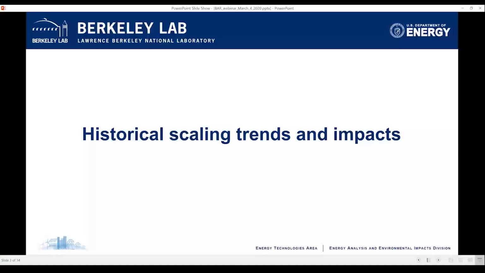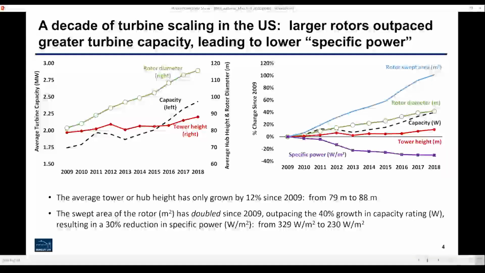So starting with historical trends, here we see data on wind turbine scaling in the US over the past decade. The graph on the left uses physical units, namely megawatts and meters, while the graph on the right shows the percentage change in these various parameters since 2009. The average tower height really hasn't increased all that much since 2009, growing by only 12%, while the average rotor diameter and nameplate capacity have both grown by about 40%.